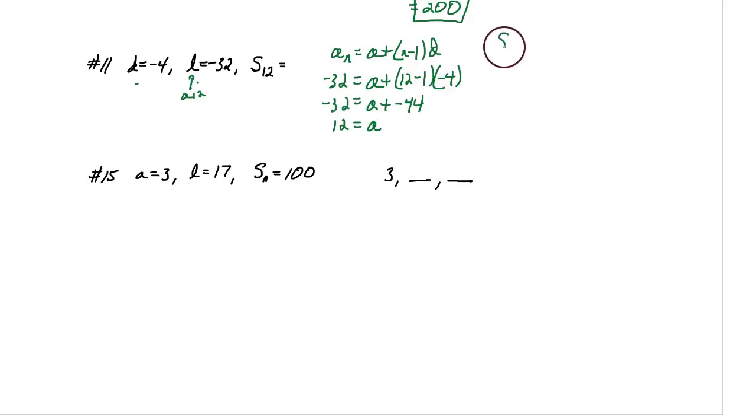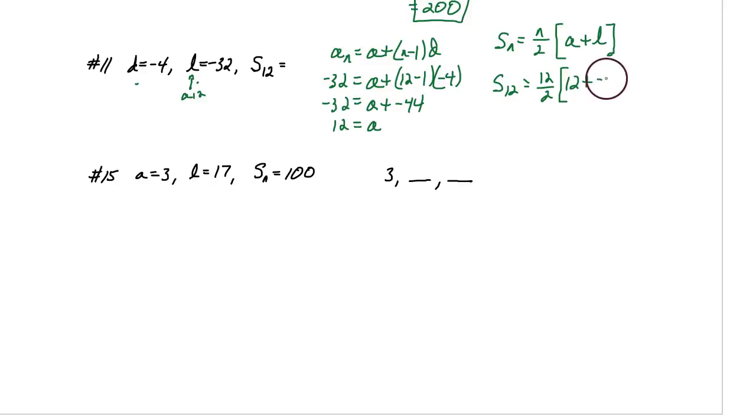Now we can use our sum formula. It's n divided by 2 times A plus L. So if we want to sum 12 terms, put 12 for n. For A, we now know that's 12. And for L, we know it's negative 32. 12 plus negative 32 is negative 20. And 6 times negative 20 is negative 120.